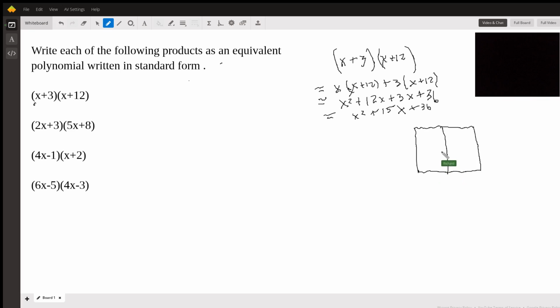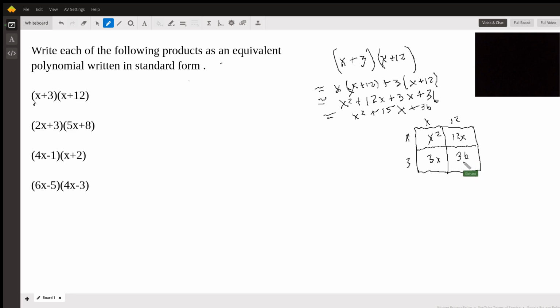We make 4 smaller boxes, and it doesn't matter which one goes where. We'll put the x and the plus 3 here, and then the x and the plus 12 here. Now you can see it's the same thing, it's just visual. So x times x plus 12 gives x squared here and 12x here. Then you're distributing the 3 against the x plus 12, and you get 3x and 36 here. So you get exactly the same result.